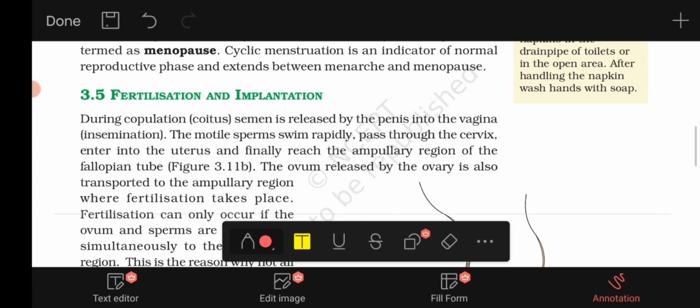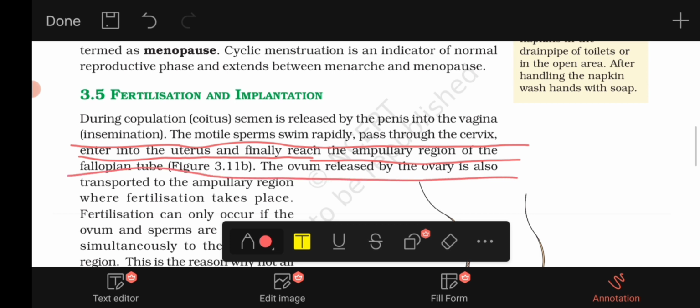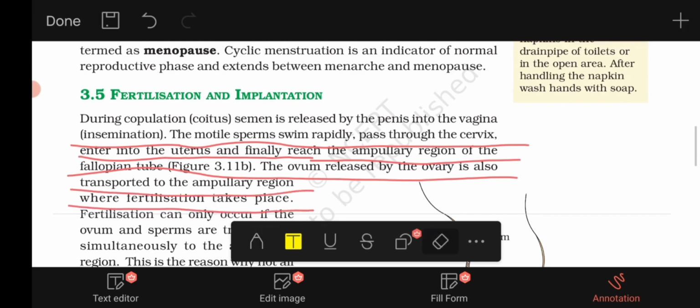Fertilization and implantation. During copulation or coitus, the semen is released by the penis into the female vagina. This is insemination, and the motile sperms swim rapidly, pass through the cervix, enter the uterus, and finally reach the ampullary region, the wider part of the fallopian tube, where fertilization occurs. The ovum released by the ovary is also transported to the ampullary region where fertilization takes place.